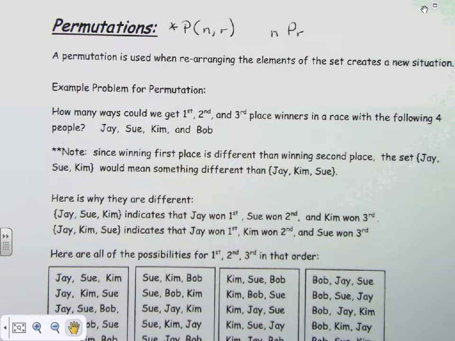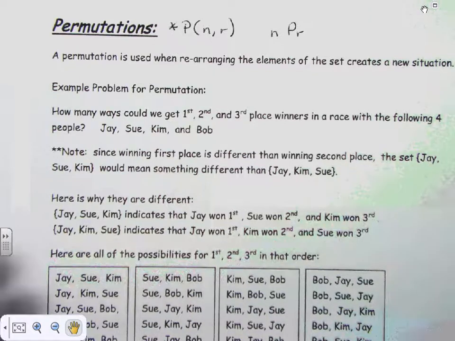So in this example, we are going to be running a race, and there's 4 people in the race, but we're only going to give trophies to the first 3. And the order matters. First place, second place, third place. Because it's in order, it matters. If Kim gets first place, then she can't get second place, can she? So that's why the order matters. And when order matters, you're going to use a permutation.